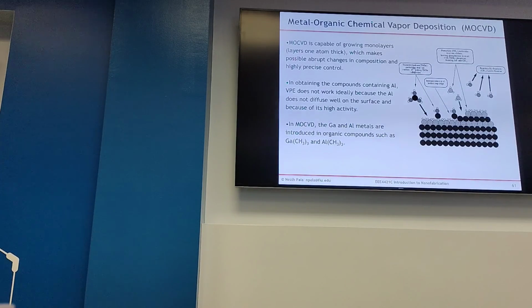This TMI, trimethyl indium, it could be also trimethyl gallium, trimethyl aluminum, is carried by those three methyl molecules, and they react on the surface to leave whatever they carry, in this case indium, on the surface, and then remove the CH4, methane.